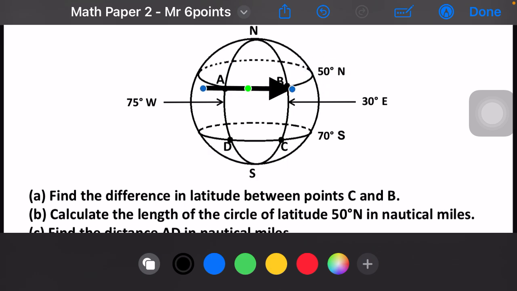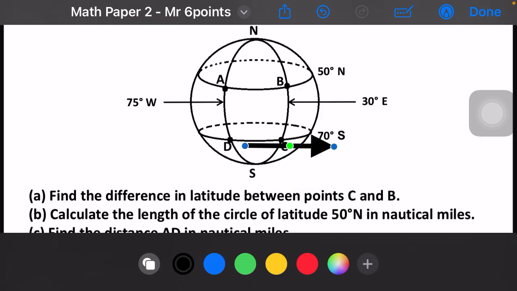Have you seen the different directions? I'm talking about in latitudes. Look at the latitudes first of all, then look at the direction. If the directions are different, you're supposed to add the degrees. The degrees are these. You're supposed to add them. That's how you find the difference in the latitudes between two points, in this case, point C and B.